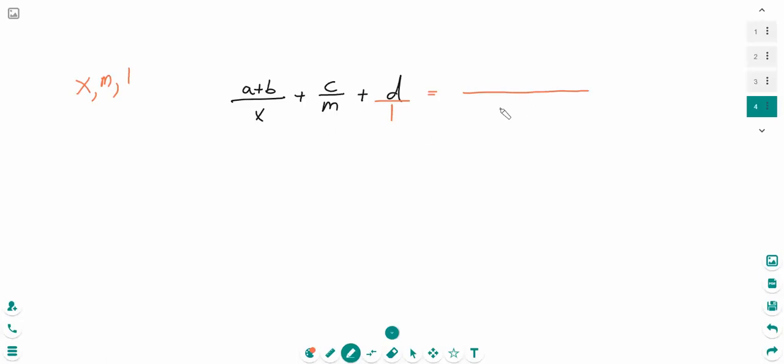Well, what's the most number of x's? I have 1x. I have 1m. And of course I have 1, but the 1 is trivial. We don't need that. 1 would be in everything. So we don't need to worry about the 1. We just have an x and an m.